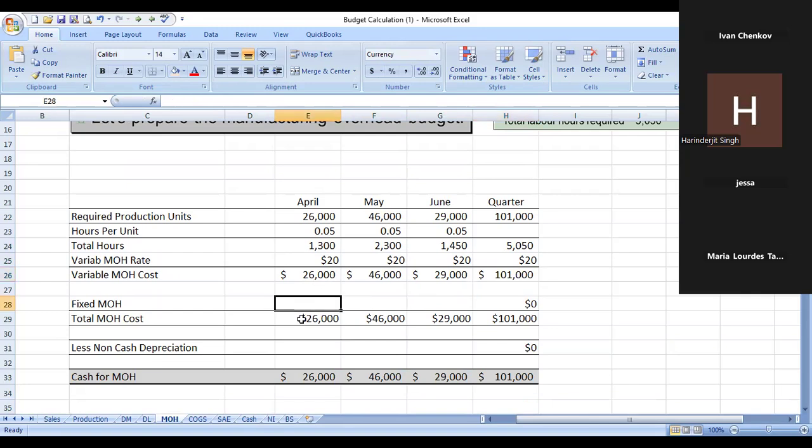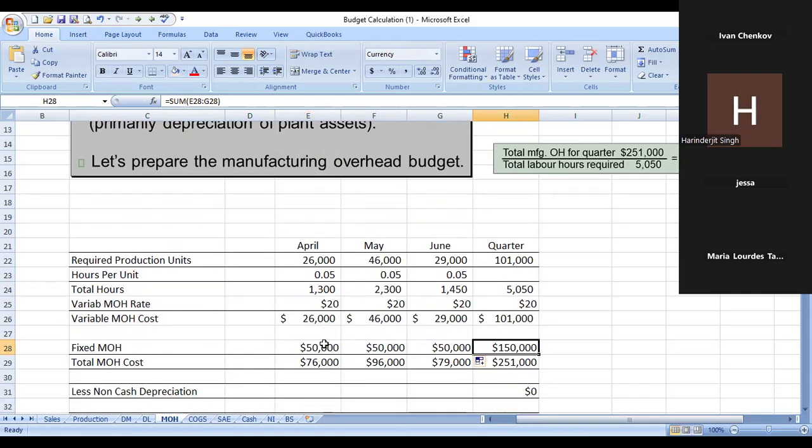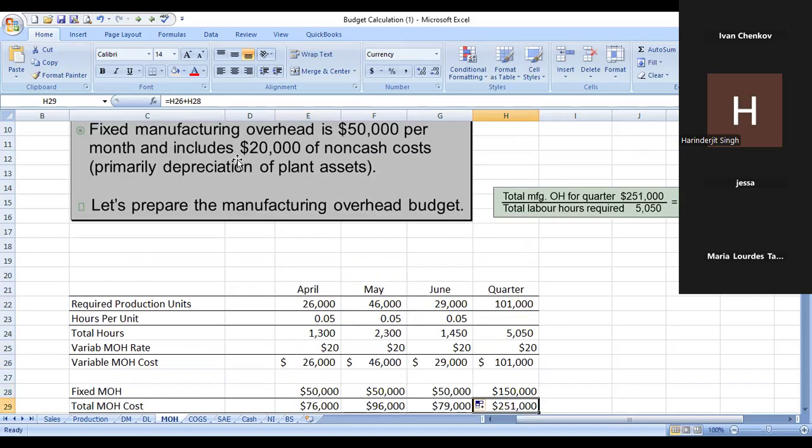Then we're going to add the fixed manufacturing overhead, which is 50,000 and doesn't change from month to month since it's a fixed cost. So all the months will be 50,000. So in total it will be 150,000. So our total manufacturing overhead for the quarter will be $251,000. Now we have a non-cash item.